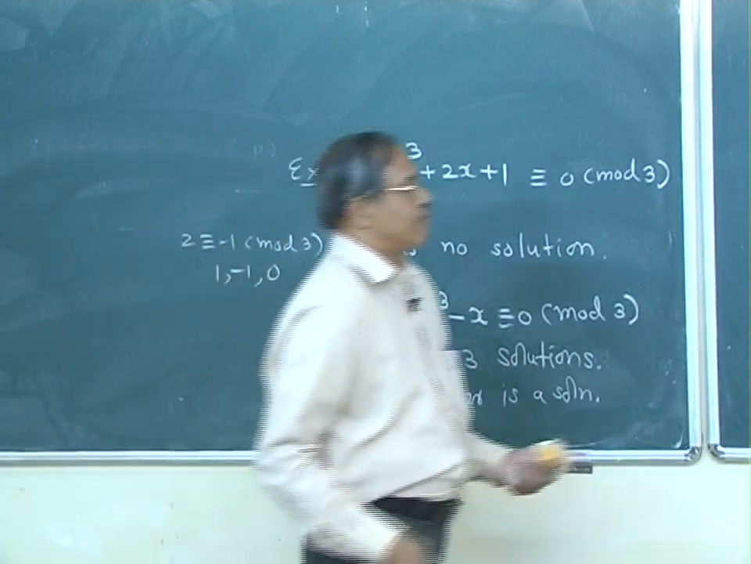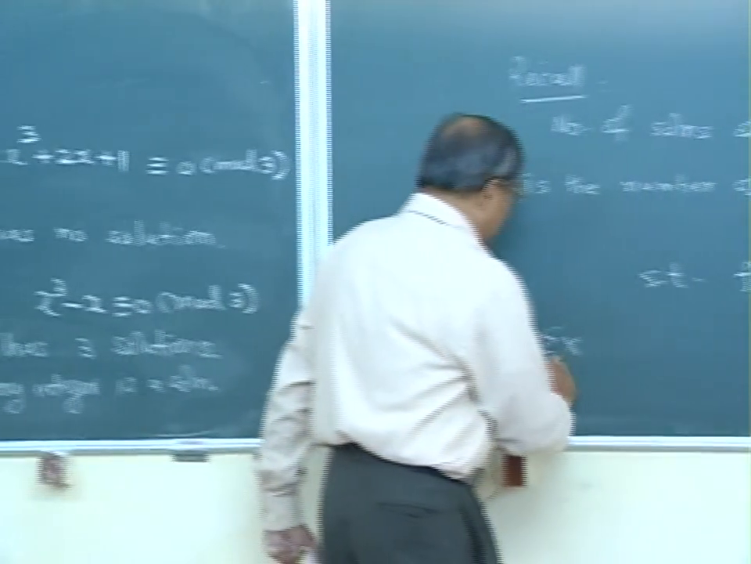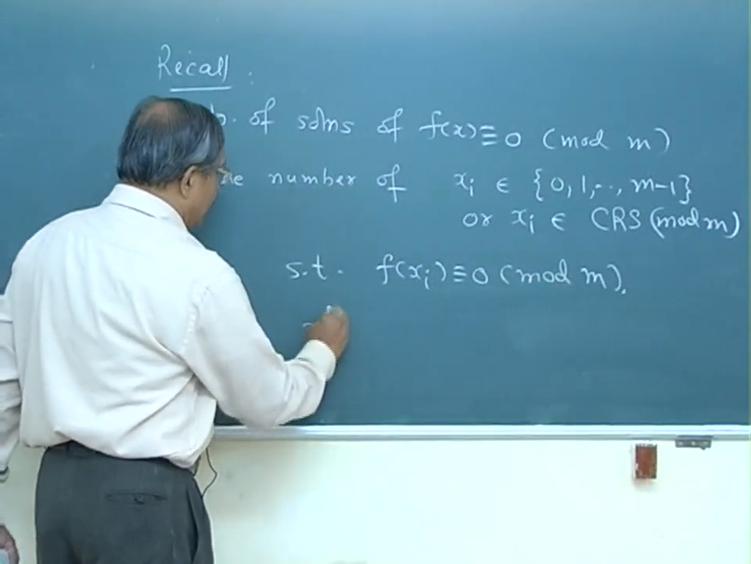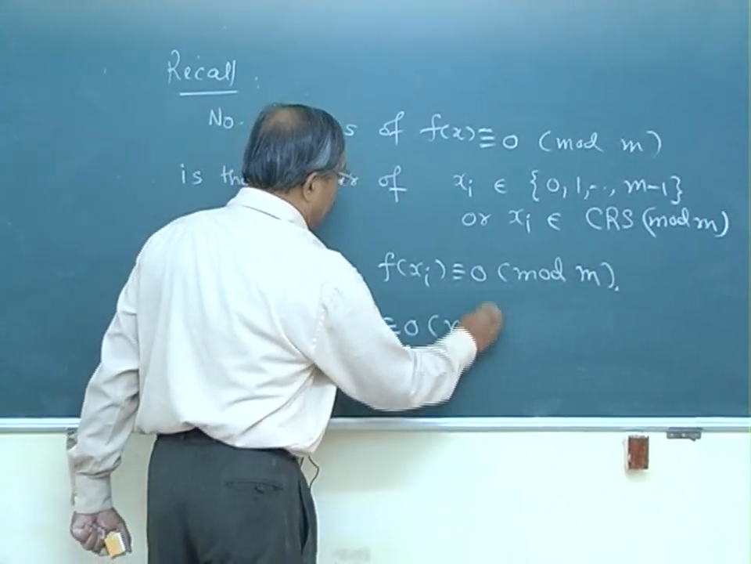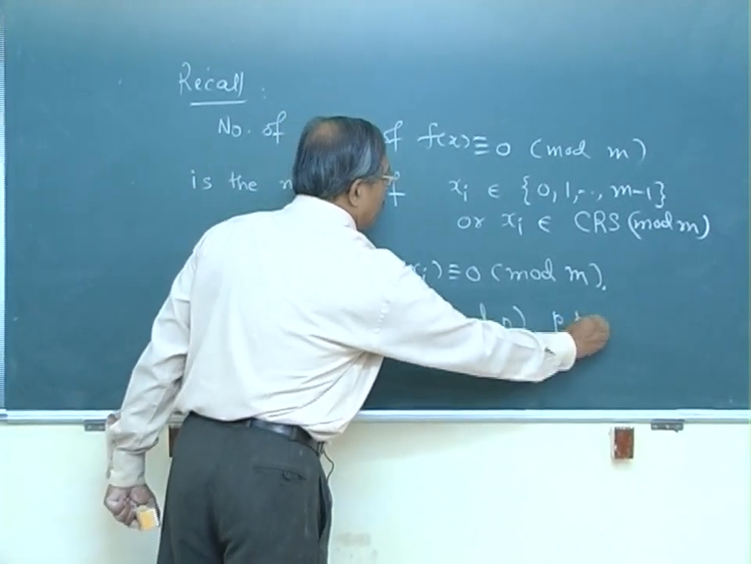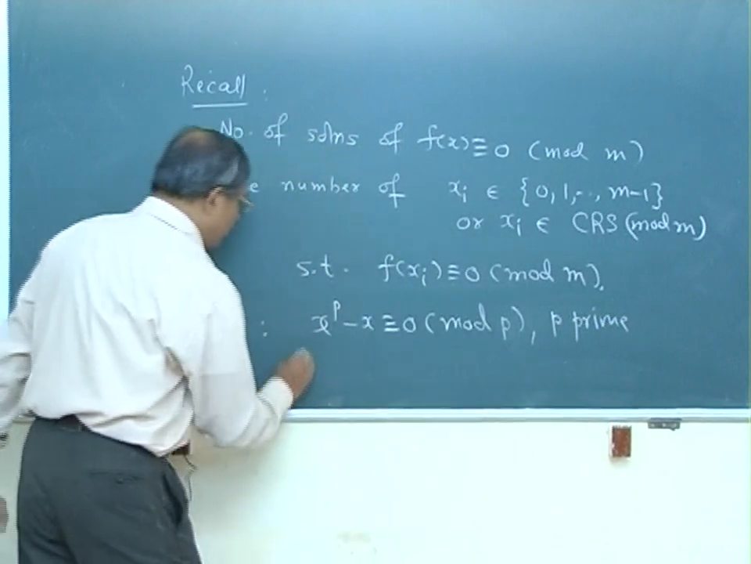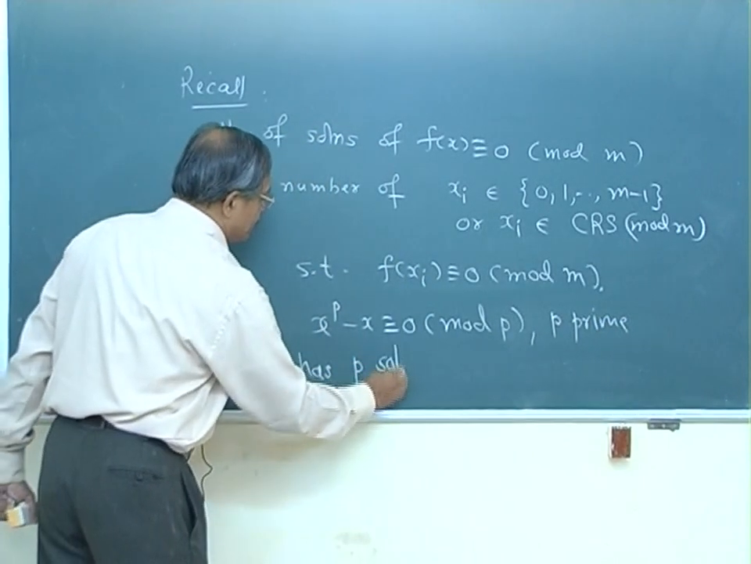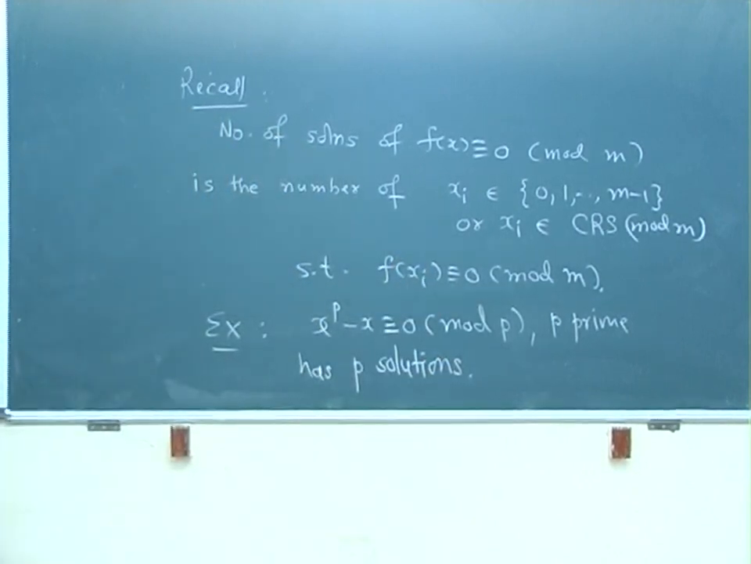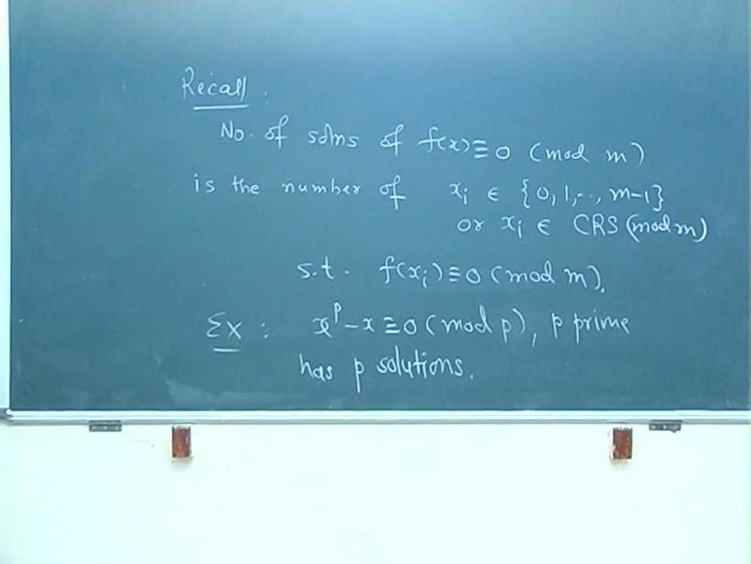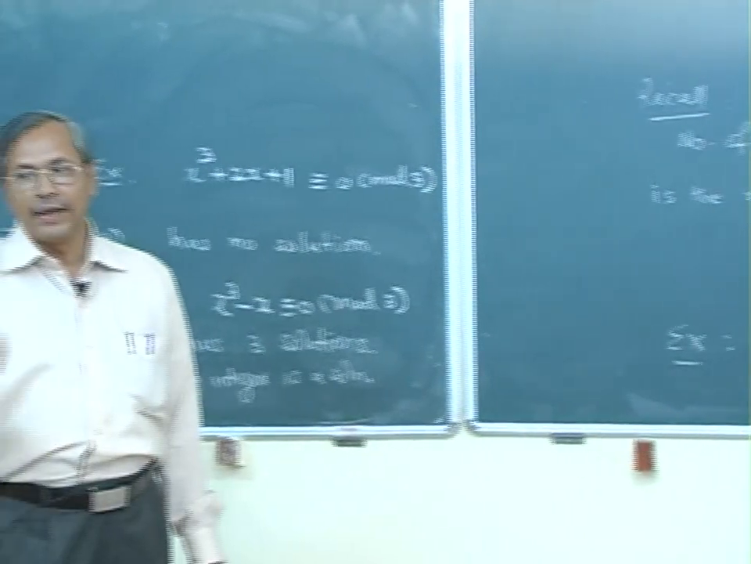So another standard example coming from Fermat's little theorem is x to the p minus x, this is our f(x), congruent to 0 mod p, p prime, has how many solutions? p solutions. If your modulus is p, then you cannot expect more than p solutions. A complete residue system has only p elements.